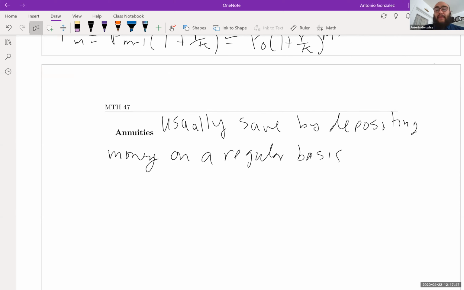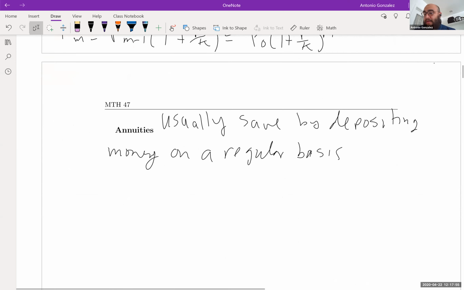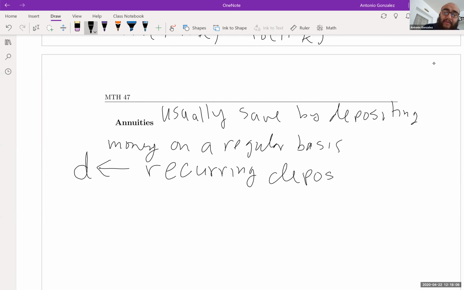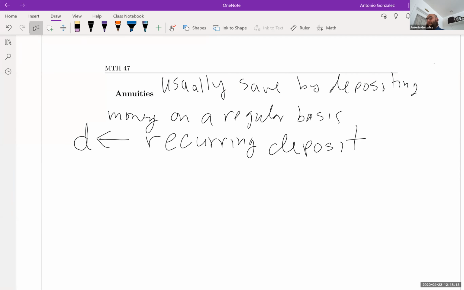Okay, so let's look at how this would work if I try to derive a formula like I did here. Instead, I don't have a P0. Instead, I'm going to define the variable to be D, and this D is going to refer to the recurring deposit.